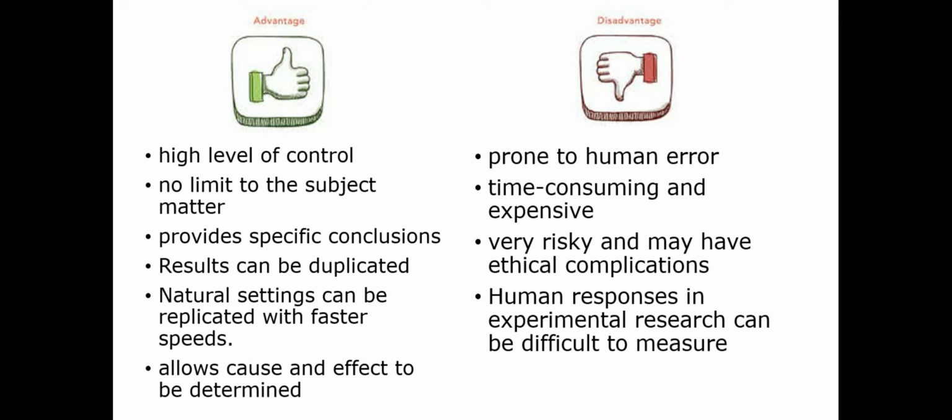Experimental research provides conclusions that are specific. Now, because experimental research provides such a high level of control, it can produce results that are specific and relevant with consistency. The results of experimental research can also be duplicated. So experimental research is a straightforward, basic form of research that allows for its duplication when the same variables are controlled by others. The natural settings can be replicated with even faster speeds.